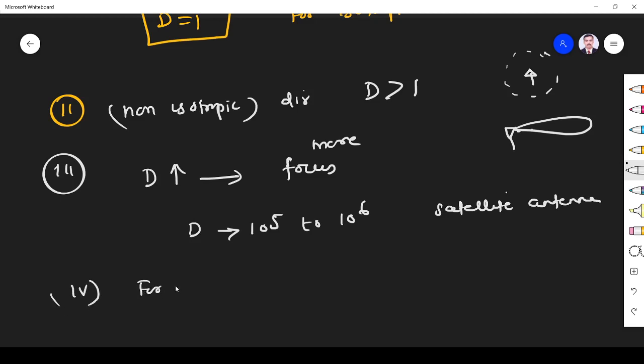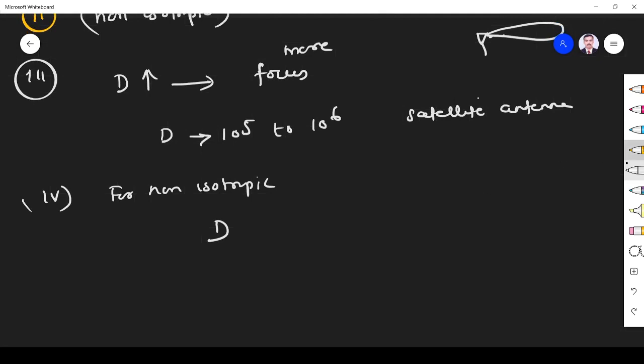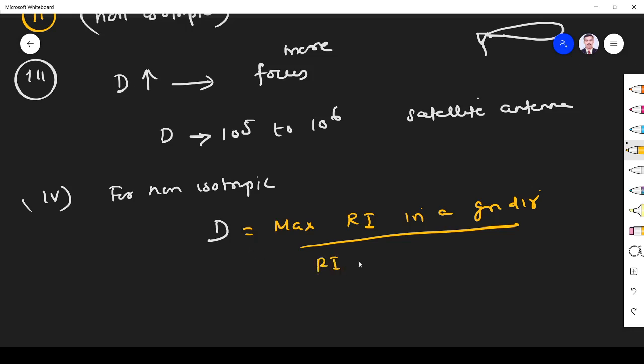For a non-isotropic antenna, directivity D is given as the ratio of its maximum radiation intensity in a given direction over the radiation intensity of an isotropic antenna. What is the meaning?